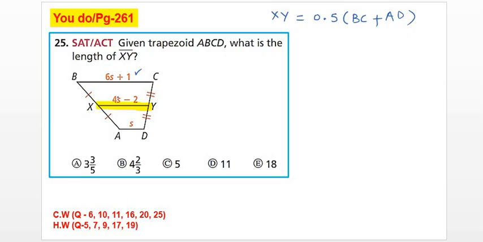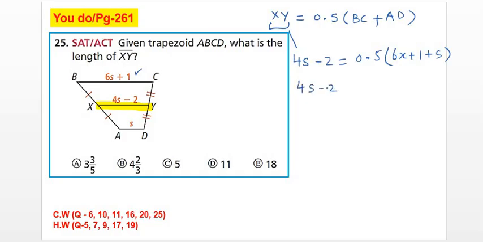Whenever a variable is involved, first we have to find the value of the variable. So look at this, xy will be replaced by 4s minus 2. On the other side we have 0.5. Let me write over here 0.5, that means half. And how much is BC? It's 6s plus 1. And how much is AD? It's s. So let's multiply them.